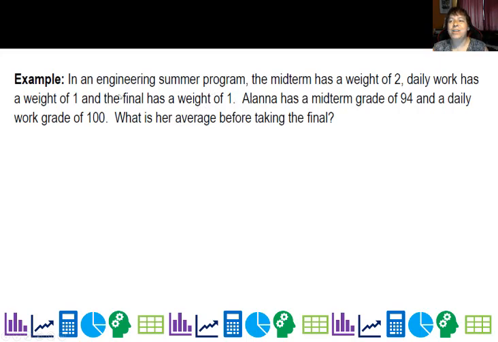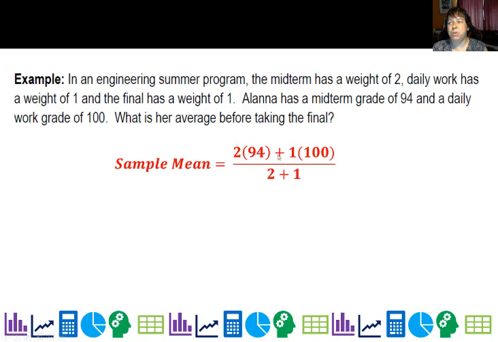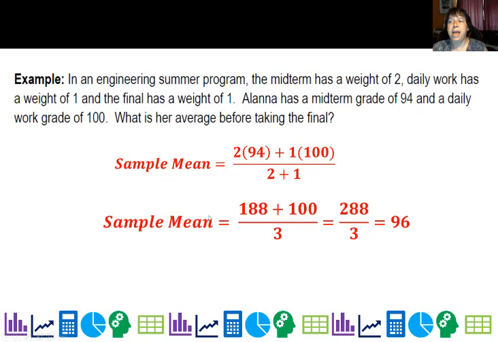So we're actually going to ignore this weight of the final, and it will come into play later when she takes the final. I'm going to put that weight back in. So it's just these two weights that come into play. The 2 times the midterm grade plus 1 times the daily grade divided by the total weights. So she has an average for her report of a 96.